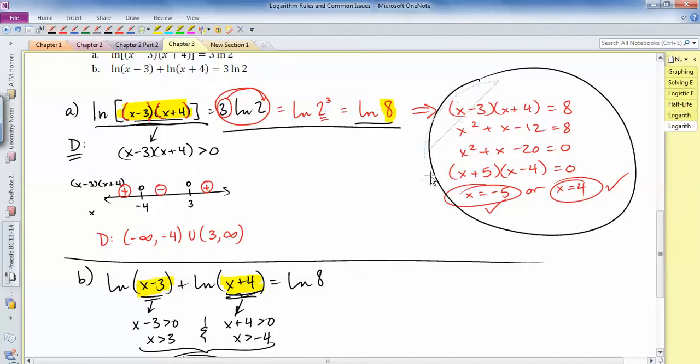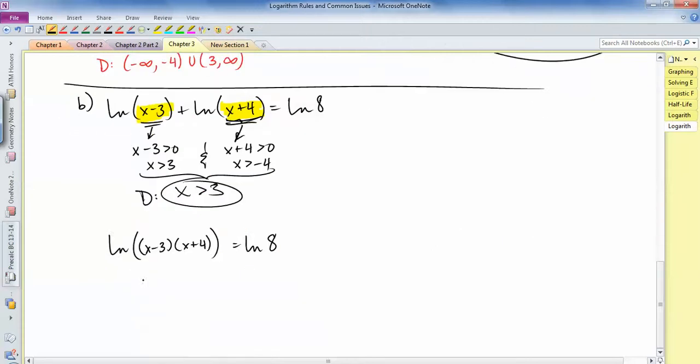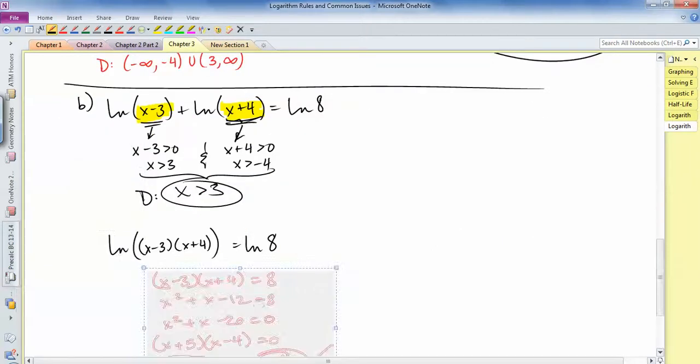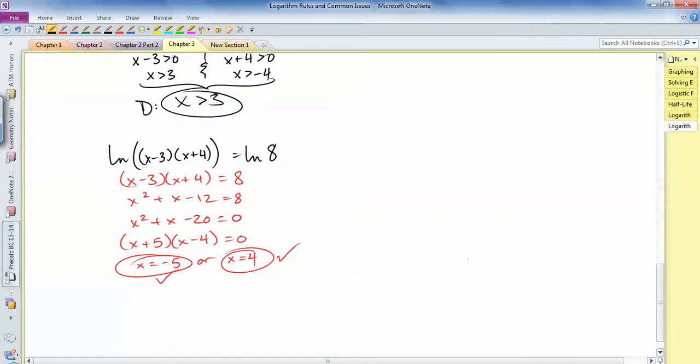So I'm just going to copy all this. Paste. Right there. And the only thing you have to do now is we got 4, which is in my domain. And we got -5, which is not in my domain. So I'm going to cross off the -5. Only 4 works in this example.